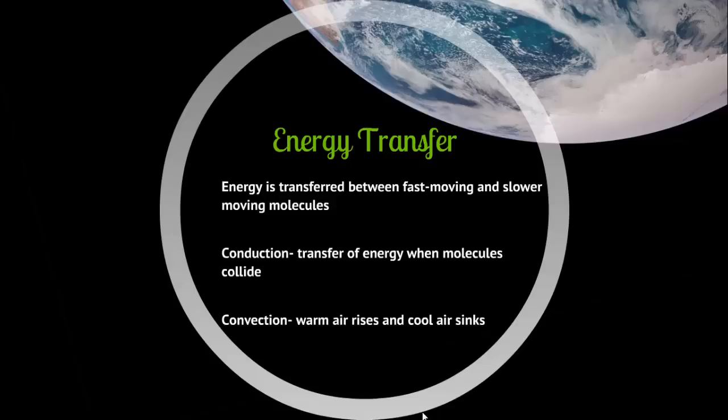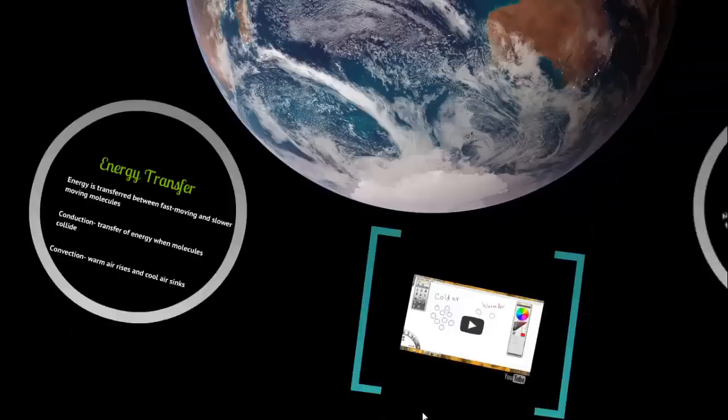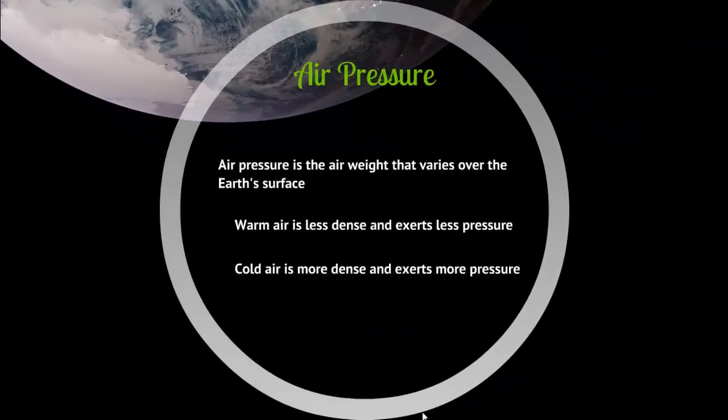So here's me drawing a little bit about it and talking about the difference between warm air and cold air. It will help us to understand the difference between this. When you've got warm air and cold air, you have a difference of air pressure. And air pressure is the air weight that varies over the Earth's surface. Now warm air is less dense and it exerts less pressure, and cold air is more dense and exerts more pressure. So it actually pushes down harder.